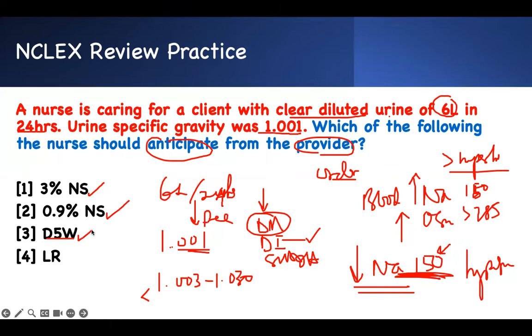D5W is hypotonic when it goes inside you. This is what? Isotonic. So the patient is getting D5W. Okay? So this is the same question you can ask with diabetes insipidus. You replace what they're losing. What are they losing? Free water. So replace what they are losing.